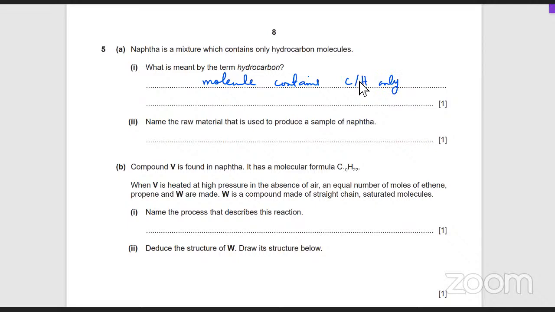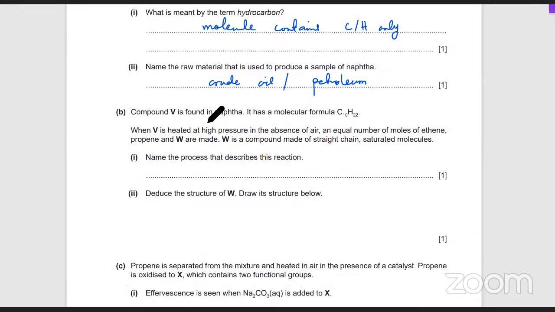Name the raw material that is used, crude oil. All of this is produced from petroleum or crude oil. A compound V is found in naphtha, it has a molecular formula C10H22. When V is heated at a high pressure, equal numbers of moles of ethene, propene, and W are made. W is a compound made of straight chain saturated molecules. Name the process.